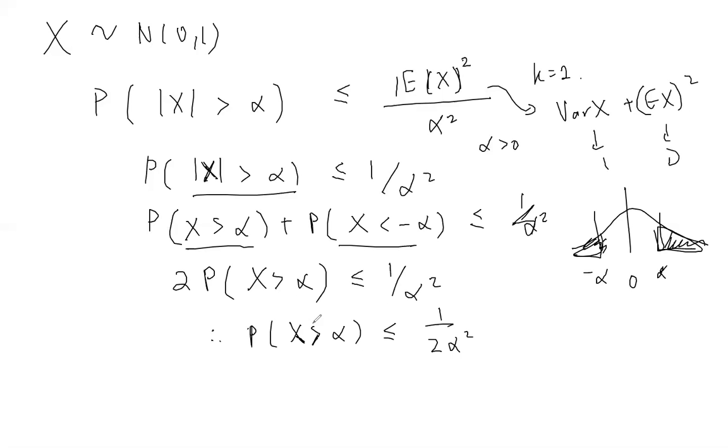Okay, so let's check. If your alpha is 1.96, we know that P of x greater than 1.96 is what? Anybody? From the normal distribution, 1.96 is a magic number. If this is 1.96, what is this tail amount? Anyone?